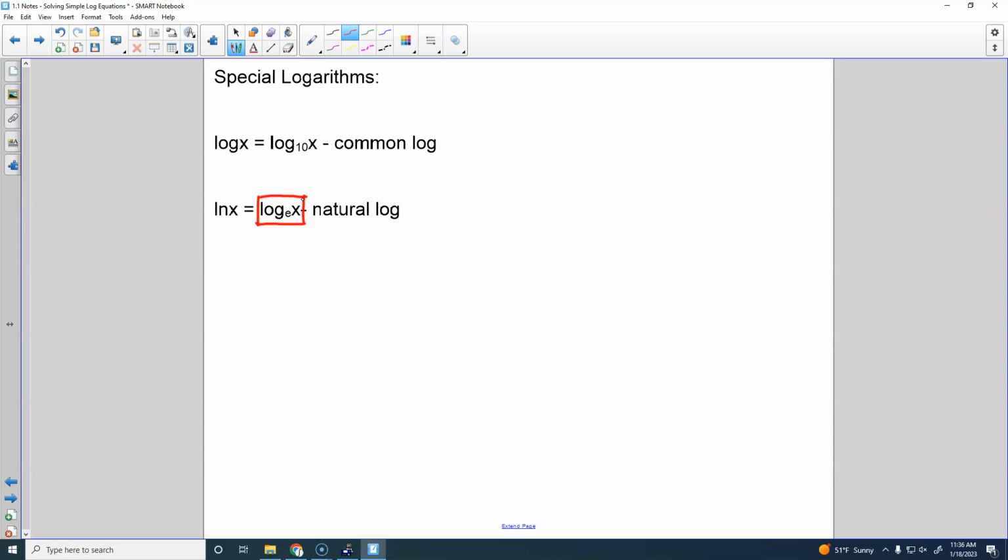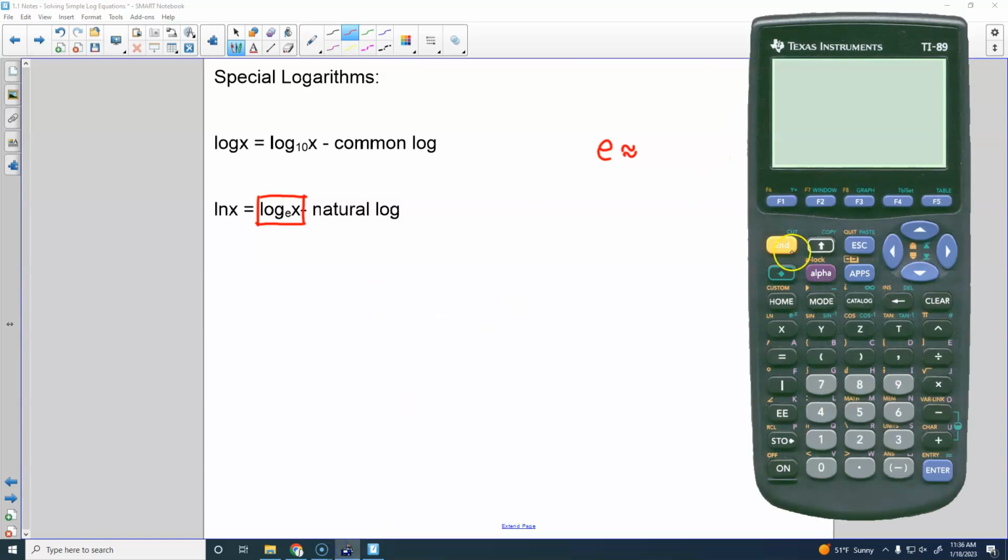Okay, you should have seen e before. E is Euler's number, and it is like 2.178. Is that right? Let's go to our calculator here.